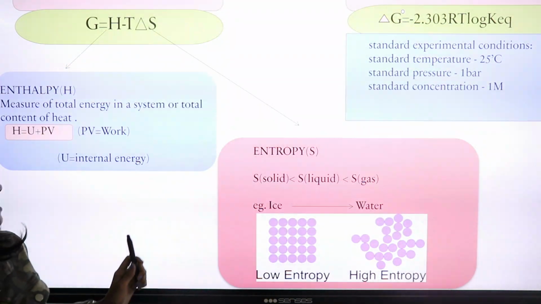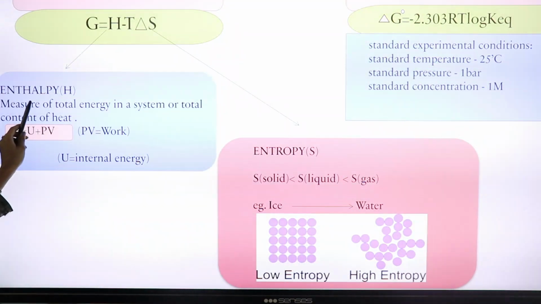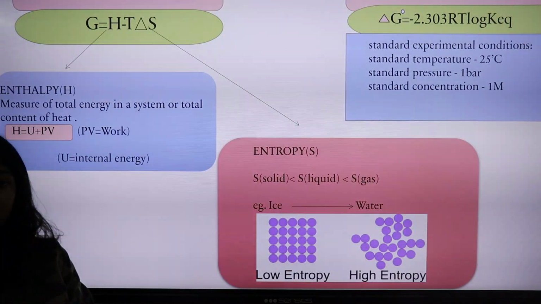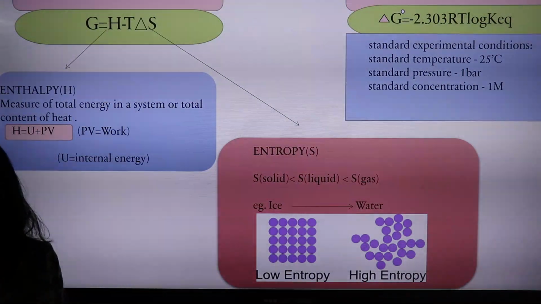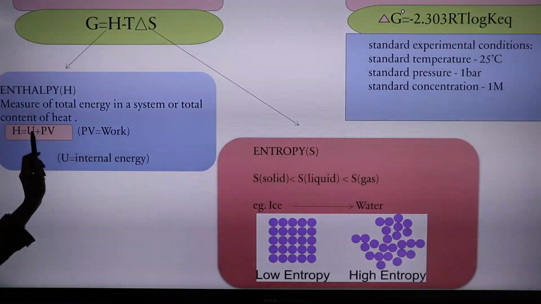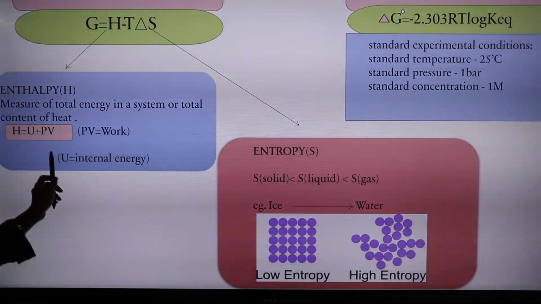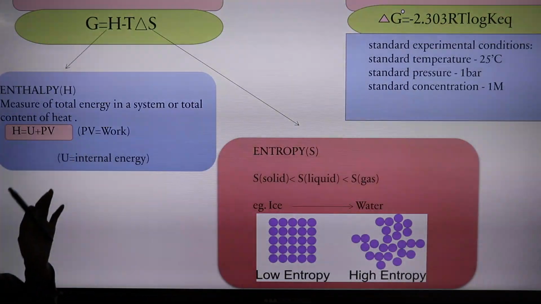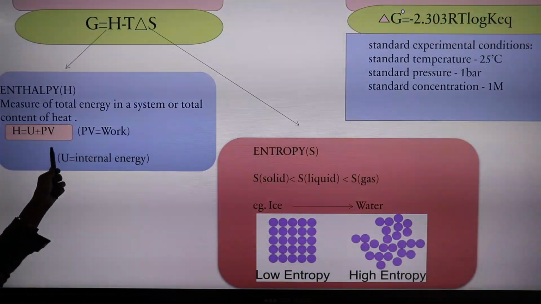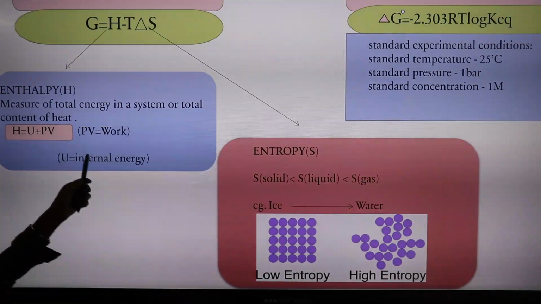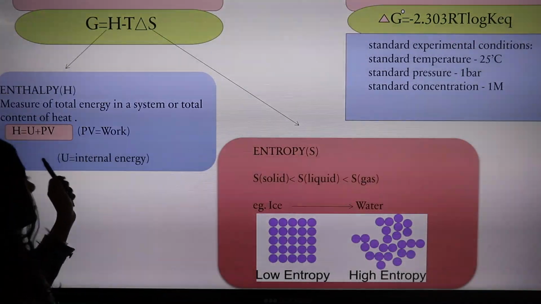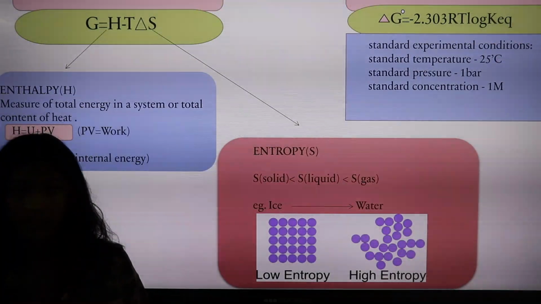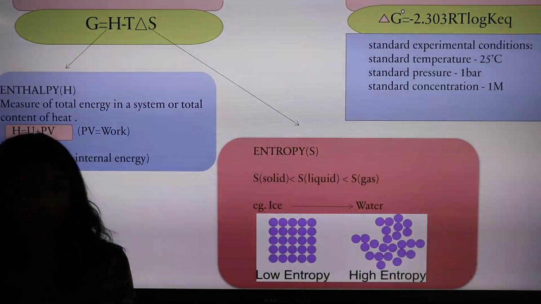Now if we move on to the next term, which is enthalpy, denoted by H. It is basically the total energy or total heat content in a system in which we do all the reactions. The formula is H equals U plus PV, where U is the internal energy, P is the pressure, and V is volume. We can also write H equals U plus W, because we know that pressure into volume is work. This was enthalpy. Also the SI unit of enthalpy is joules, same as energy, or erg.